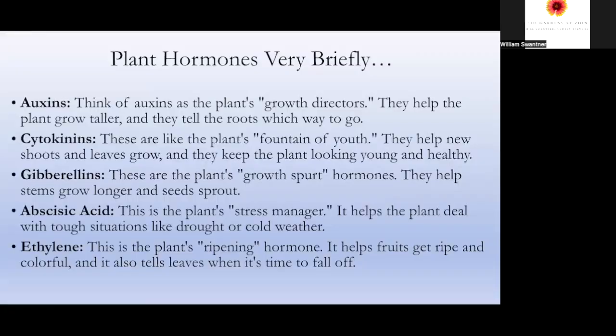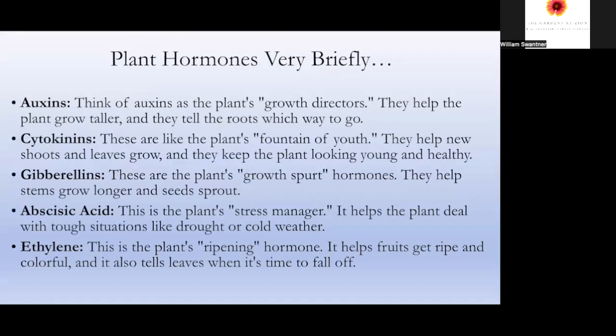The hormones, very briefly. Auxins, think of auxins as the plant's growth directors. They help a plant grow taller, and they help the roots grow the correct way. Cytokinins are the plant's fountain of youth. They help shoots and leaves to grow, and they keep the plant looking young and healthy.